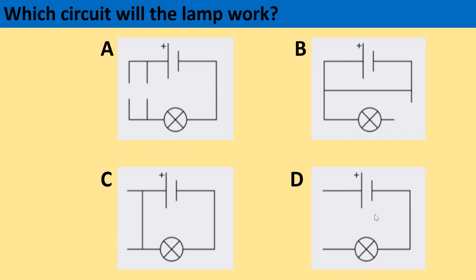So hopefully you said circuit C. If you look at circuit C, that is the only diagram where, if you start at the positive terminal of the cell, you could draw a line with your finger all the way down to the lamp and then back from the lamp to the other side of the battery or the cell. In the other 3 diagrams, you've got a gap in the circuit diagram which wouldn't allow you to draw a line from the positive side of your cell to the negative side of your cell.